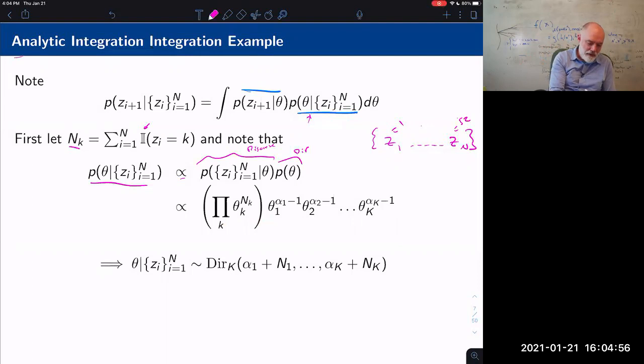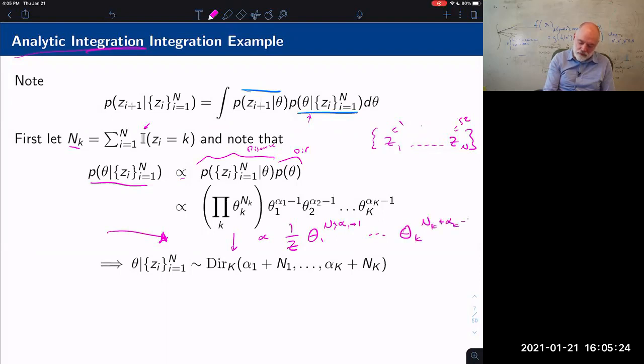This is where it happens, right here, right in between here. In order to go from here to here, you have to have solved an integral. What integral did you have to solve? We've got 1 over z. This is proportional to 1 over z of theta_1 to the n_1 plus alpha_1 minus 1, through theta_k to the n_k plus alpha_k minus 1. Okay, so that's the distribution. So what is this z?